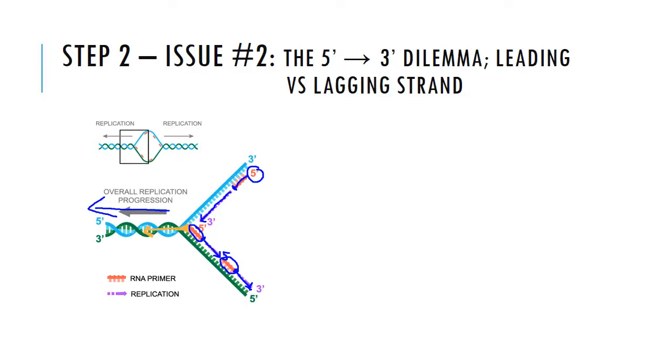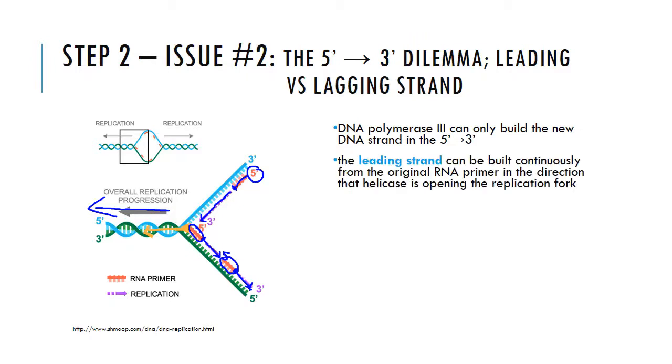So we have special names for these new building strands. One of them is going to be called the leading strand, and one is going to be called the lagging strand, and you may already know which one is going to be which. In the leading strand, DNA polymerase is able to build continuously from wherever our replication origin is, from the original RNA primer in the direction that the fork is opening. It can be continuously built. Once it's got a primer to start from, it can keep on going as long as the helicase opens.